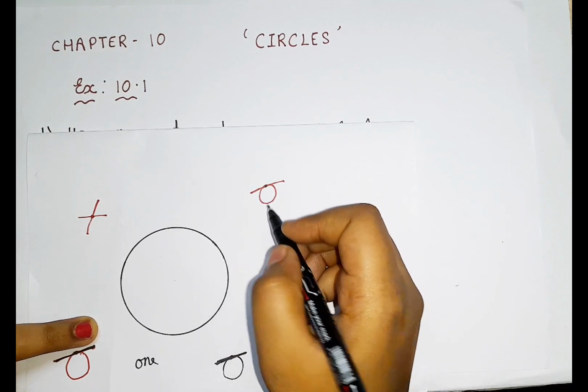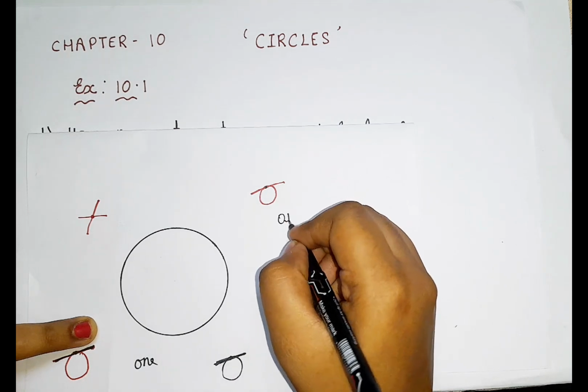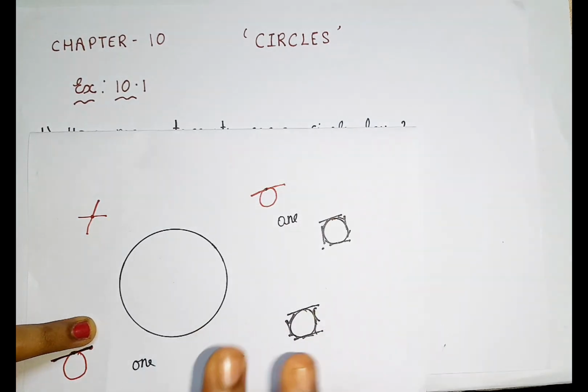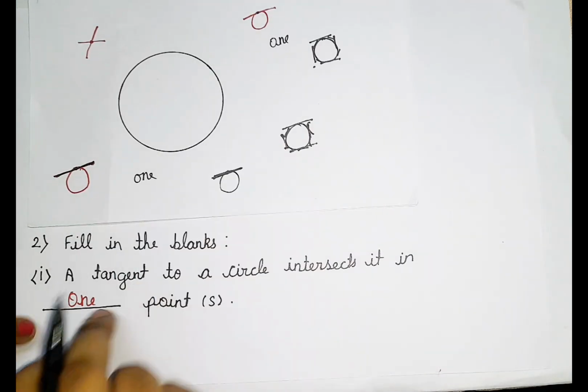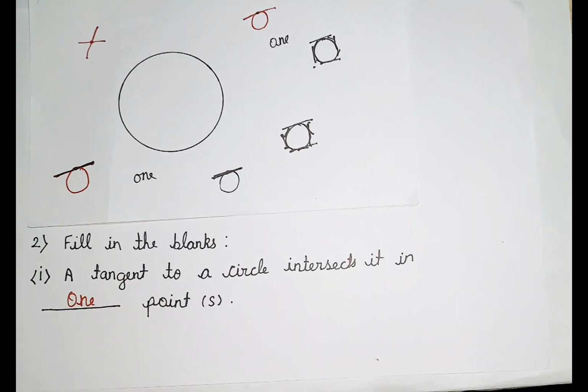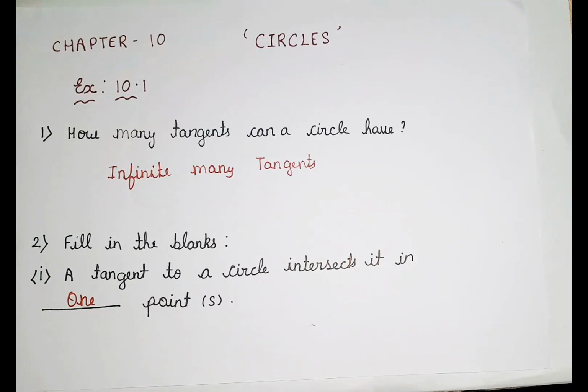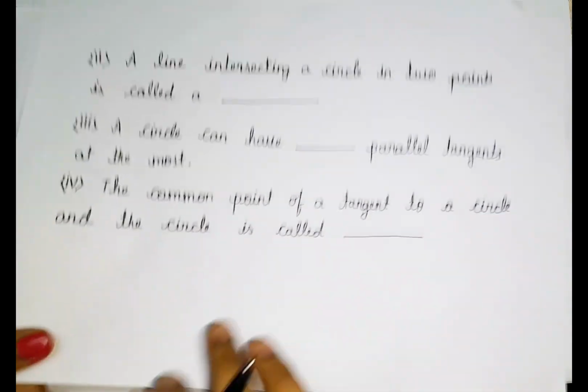So how many points are there? There is only one point, isn't it? So that's why I just wrote 1 point. Okay, so this is the meaning of it. Alright, so now let us move on to the second subdivision.